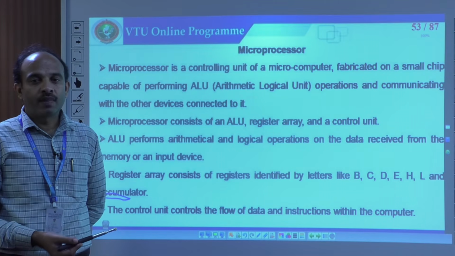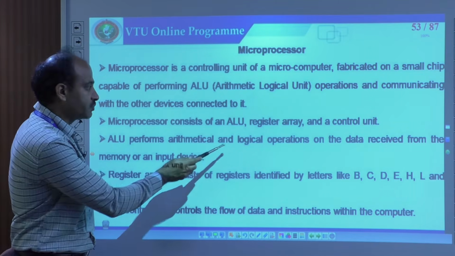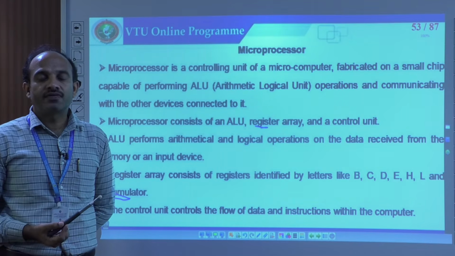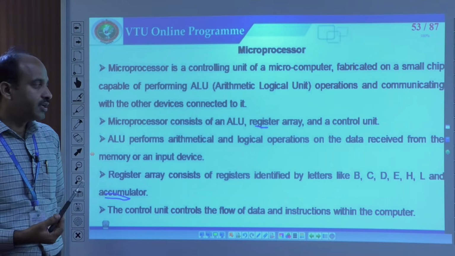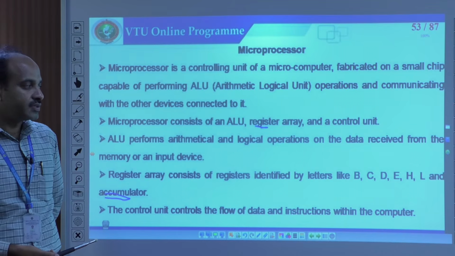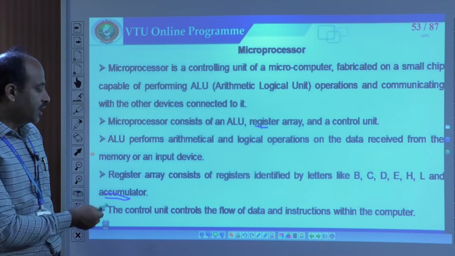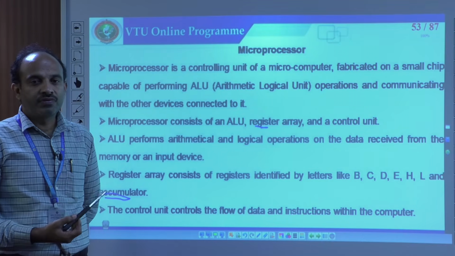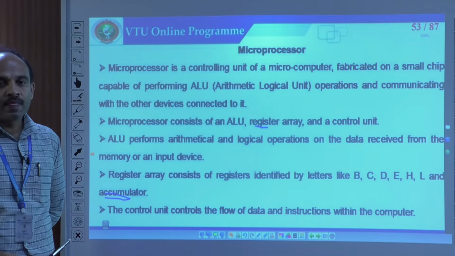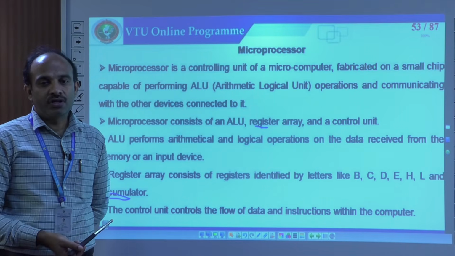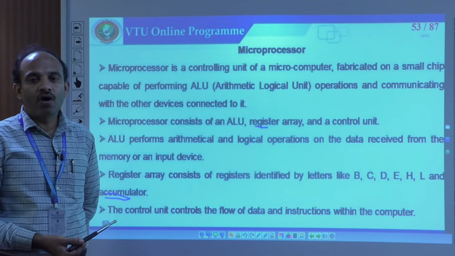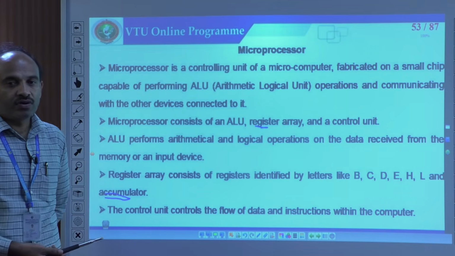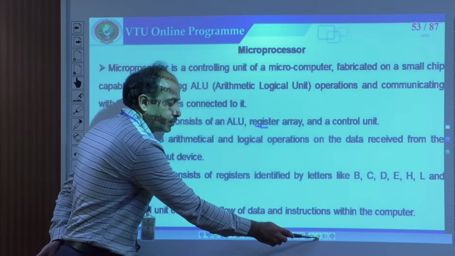And the register array consists of different registers, which are identified by letters like B, C, D, E, H, L and the accumulator. These are some of the very important registers which are identified by these letters. And the job of the control unit is to control the flow of data, and not only the data, it also controls the instructions within the computer.